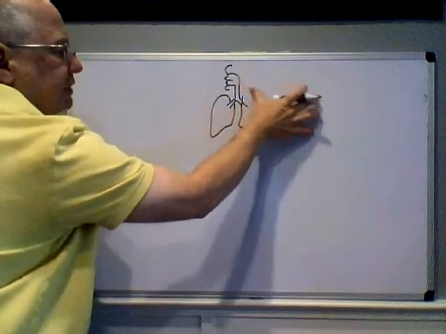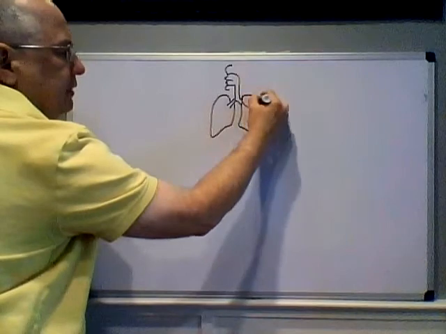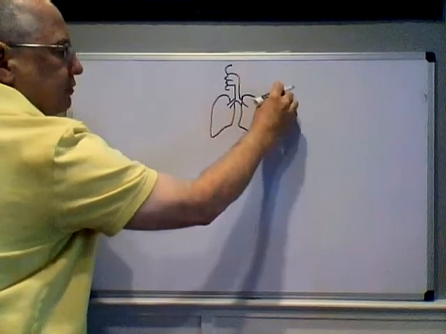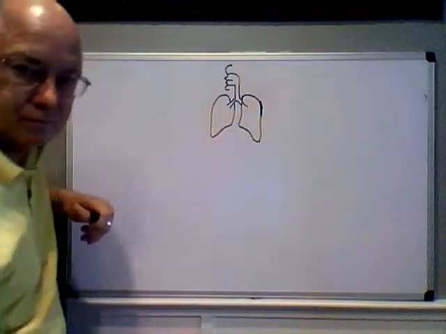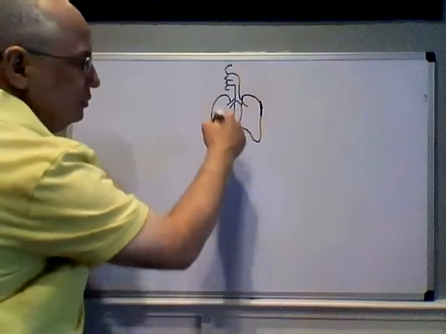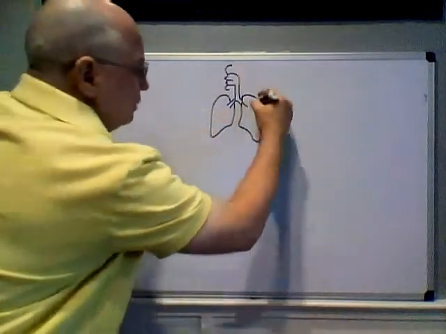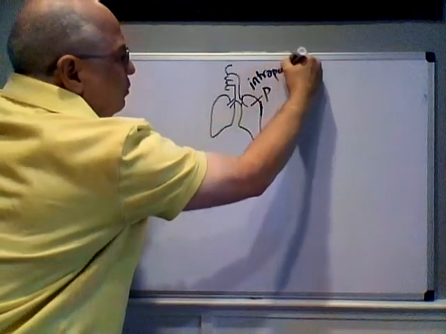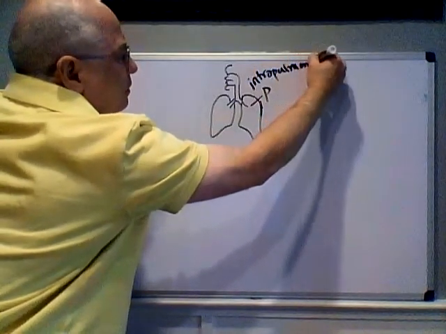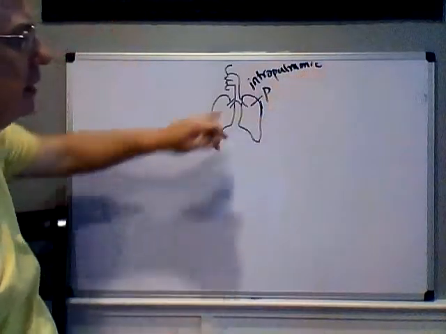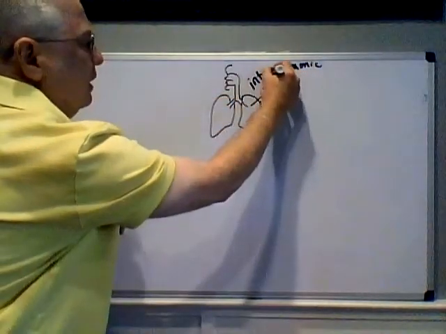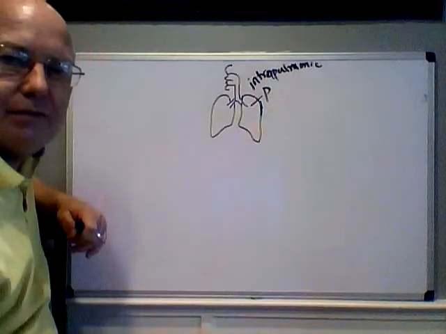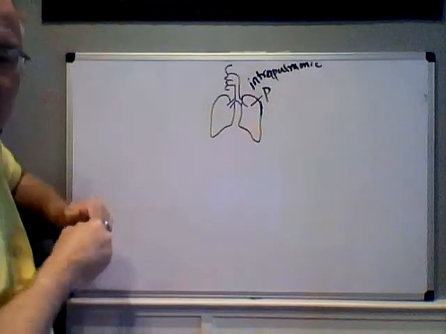I made the lungs different sizes, and I should not have, but anyway, you get the picture. Okay, so there's the lungs. I can measure the pressure inside the lungs. If the pressure in here is called the intrapulmonic pressure, that's an A. Intrapulmonic, meaning the pressure inside the lungs.